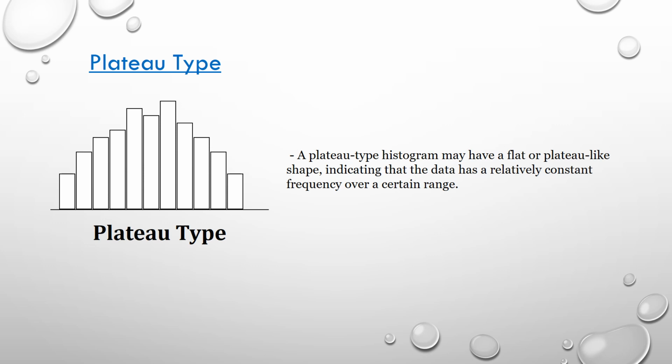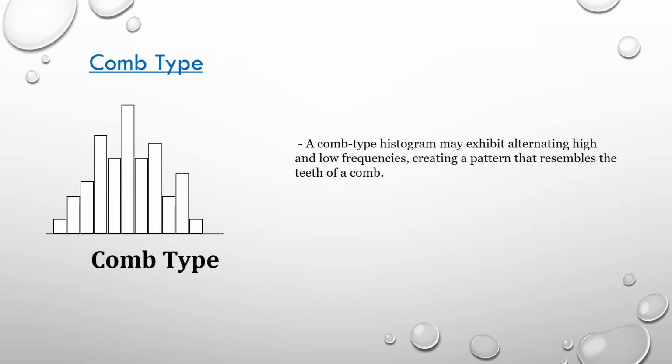Next, comb type. A comb-type histogram exhibits alternating high and low frequencies, creating a pattern that resembles the teeth of a comb. This suggests periodic or cyclic patterns in the data, where values occur at regular intervals. Comb-type distributions may be observed in data with repeating patterns or cycles.